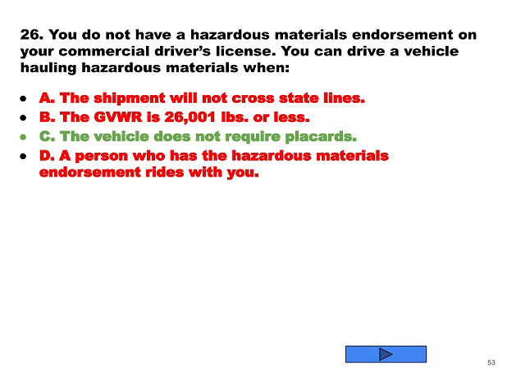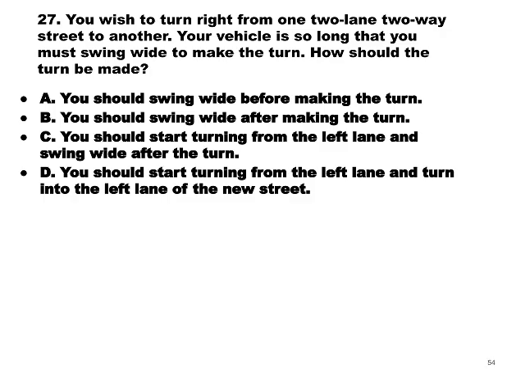The answer is C. The vehicle does not require placards. You wish to turn right from one two-lane, two-way street to another. Your vehicle is so long that you must swing wide to make the turn. How should the turn be made?